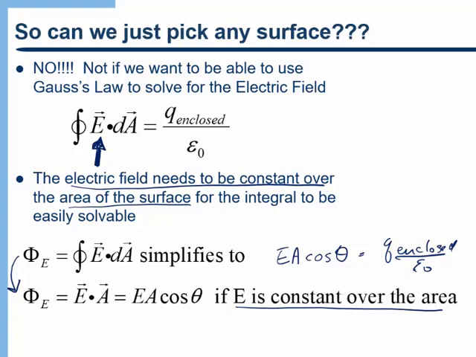So this is the crux of using Gauss's law, is that you've got to be able to figure out, is there a surface that you can draw over which the electric field is constant, even though you don't know what it is yet? And if you can't find a surface where the electric field is constant, then Gauss's law might be true, but you can't use it to solve the problem.